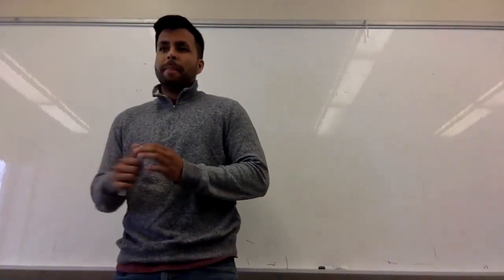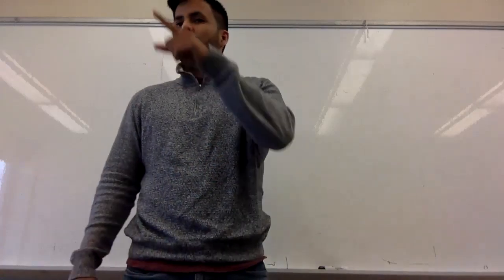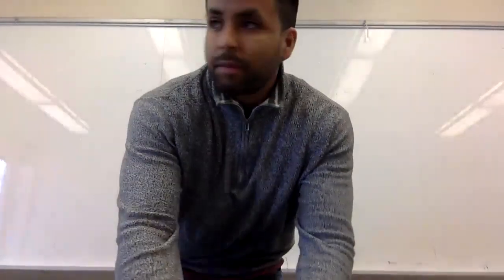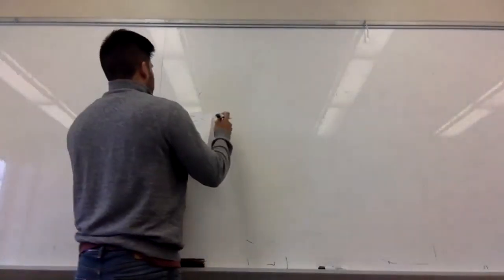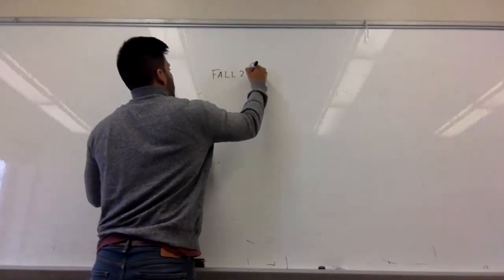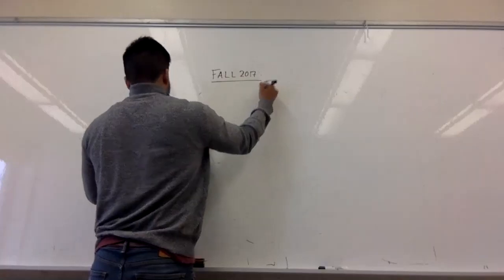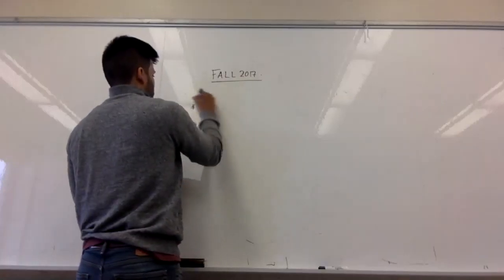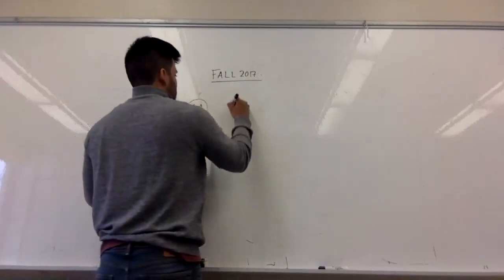I saw a bunch on finals. Is it one from the finals that I gave you, or no? Yeah, we do a bunch of those. Okay. So 4A. This is fall 17. Number 4.